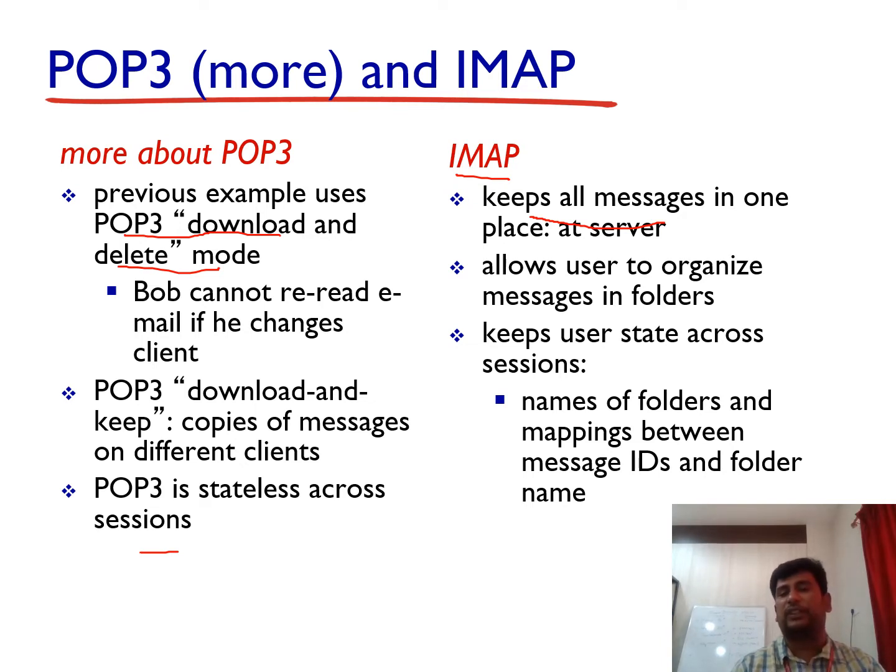It keeps the user state across the sessions, what are the names of the folders, and the mapping between the message IDs and the folder names. For instance, if it is a spam kind of mail, that will be stored in the spam folder. So these are the additional features which have been provided by the Internet Mail Access Protocol.